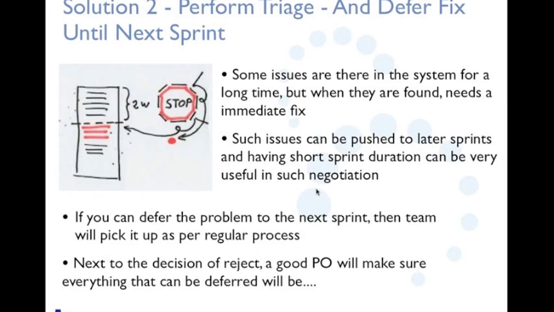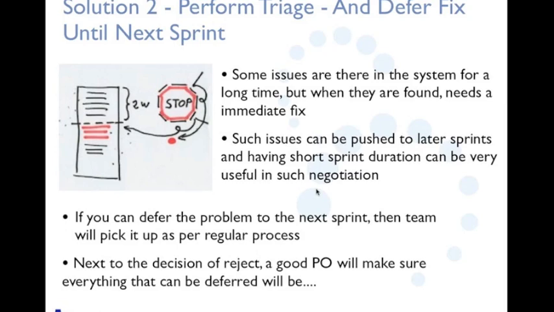That the problem was on production for a long time, and now it is found and they need an immediate fix. That doesn't classify as a production emergency though. So such issues can be pushed to a later sprint. Sometimes having a very short sprint duration can be very helpful in negotiation, saying that hey, we could deliver it as part of the next sprint, which is of just 2 weeks.